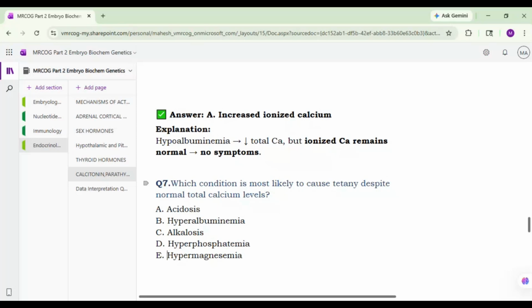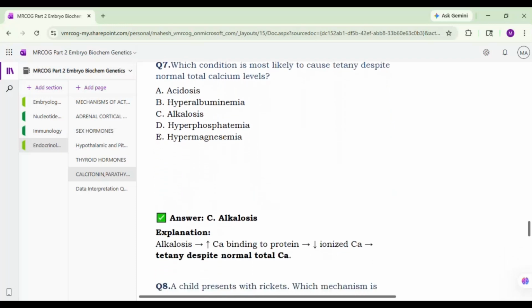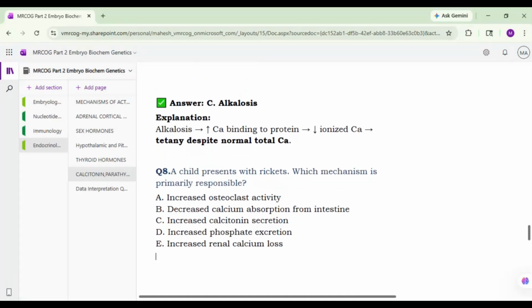Acidosis, hyperalbuminemia, alkalosis, hyperphosphatemia, hypermagnesemia. Sir, option C, alkalosis. Alkalosis increases calcium binding to protein, so it decreases ionized calcium, leading to tetany despite normal total calcium.